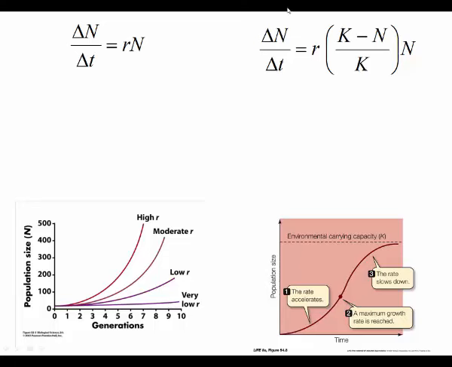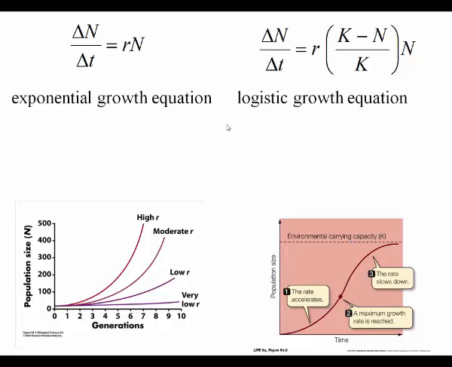Okay, so what the logistic equation over here takes into account is the ability of a population to grow exponentially when it's not limited by resources, but its tendency to level off at a carrying capacity when it is. So these are the two most famous equations for population growth. You've got the exponential growth equation and you've got the logistic growth equation.